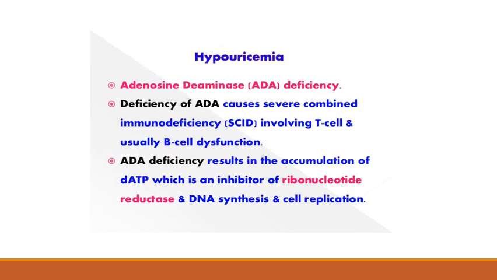Now, a very important disorder associated with hypouricemia is the adenosine deaminase deficiency. Deficiency of ADA causes a severe combined immunodeficiency, SCID, which involves both the T cells and the B cells. ADA deficiency results in the accumulation of deoxy-ATP, which becomes an inhibitor of ribonucleotide reductase, and it will inhibit DNA synthesis and cell replication.